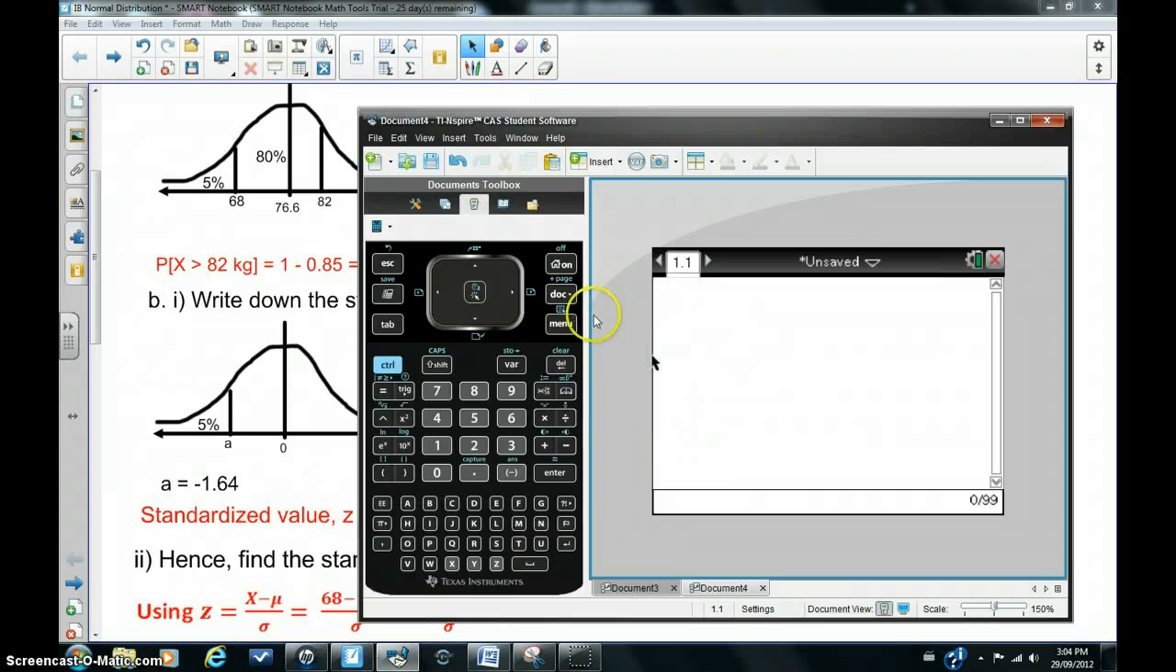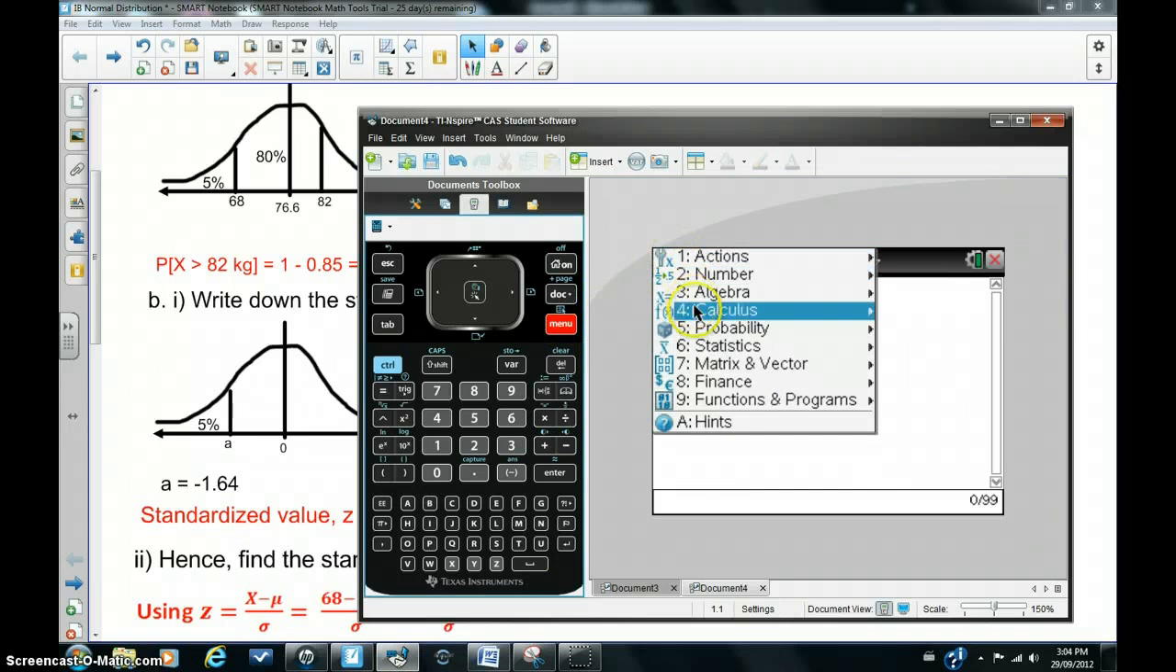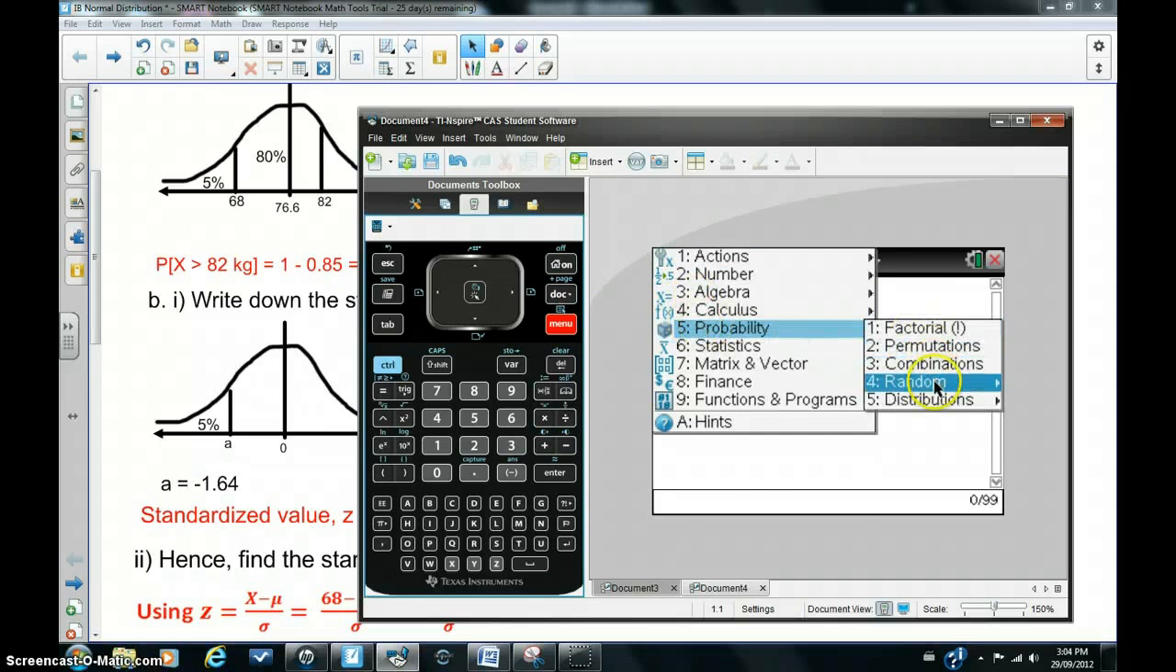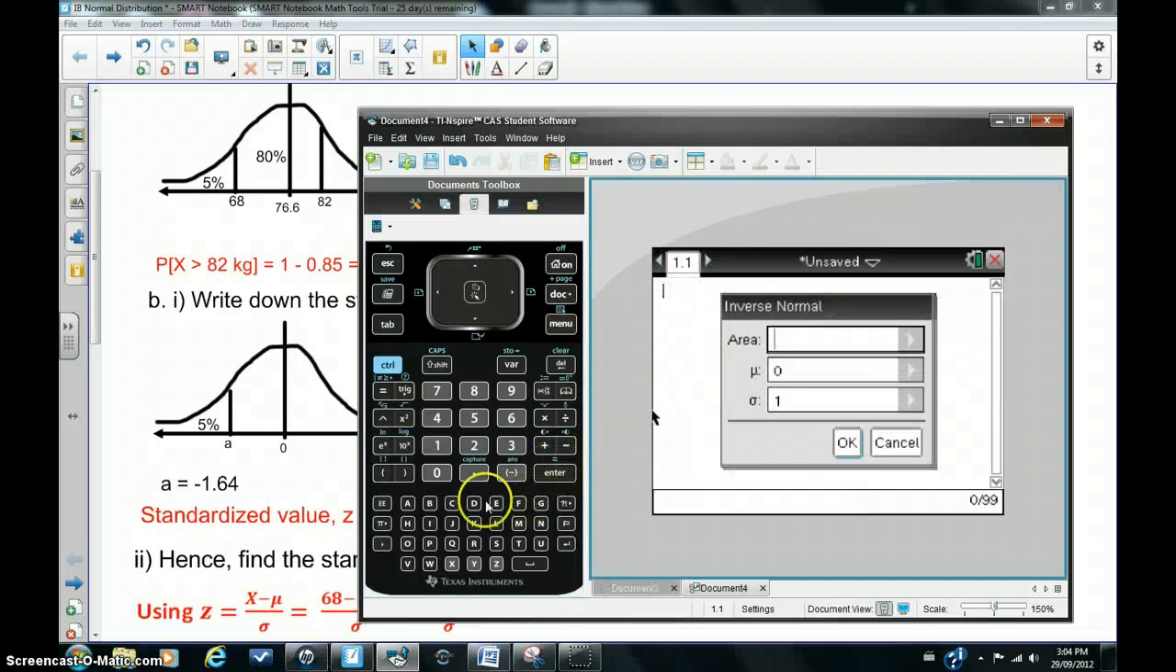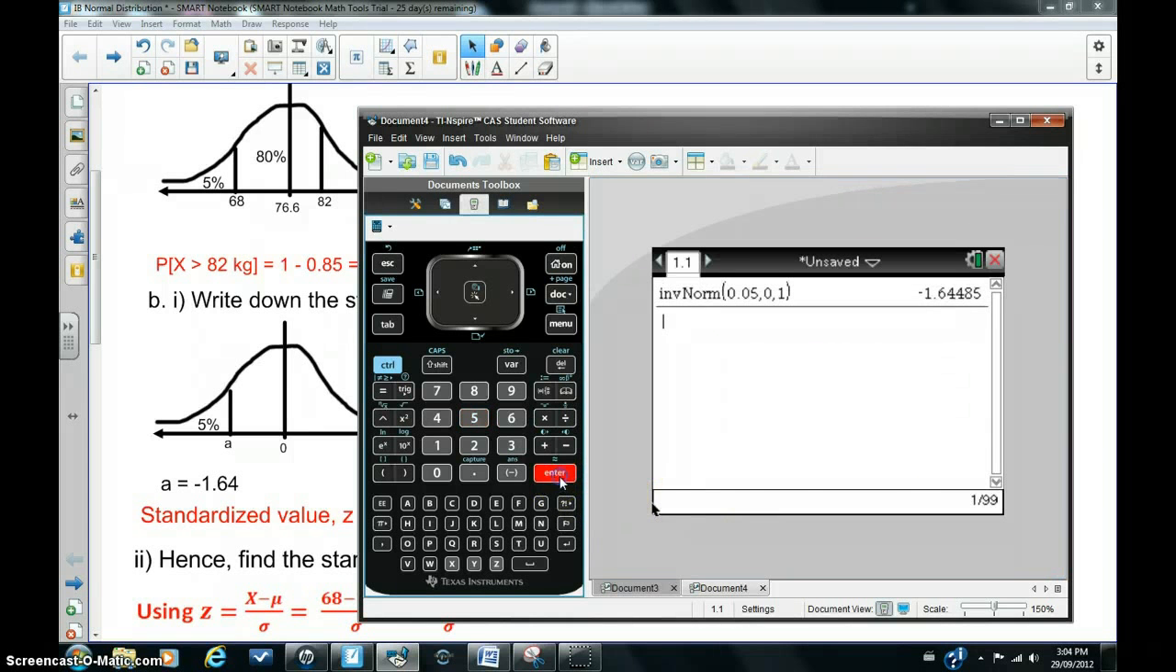Go into calculate mode, hit menu, probability, go down to distributions, and I'm going to choose inverse normal. I'm choosing that because we're given the area and we've got to find this value of A over here. Now the area is 5%, but we write that as a decimal, 0.05, and because we're talking about the standardized curve, we can leave the mean value as 0 and the standard deviation as 1, so accept those and tab down to OK and hit enter.